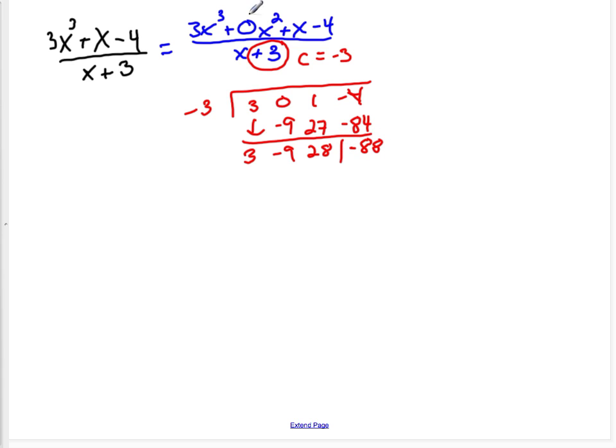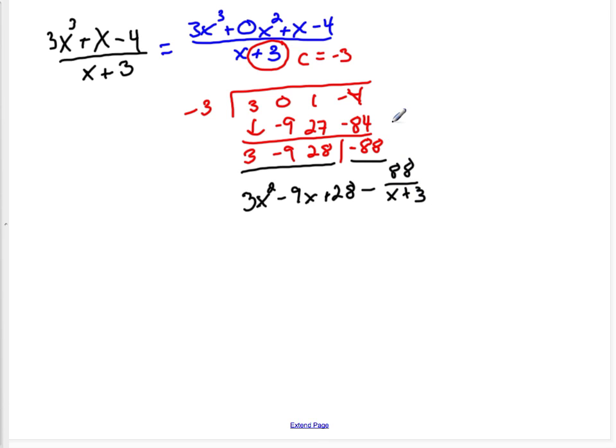And right here in this problem, these numbers are the coefficients of my quotient, and this is my remainder. So since we started with a degree of 3, when I divide by x plus 3, I'll be left with a degree of 2. So it'll be 3x squared minus 9x plus 28 minus 88 over my divisor of x plus 3.